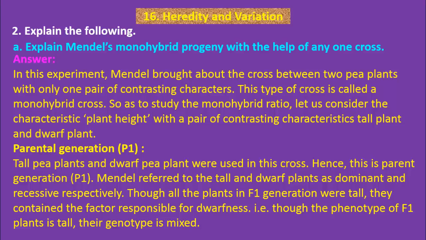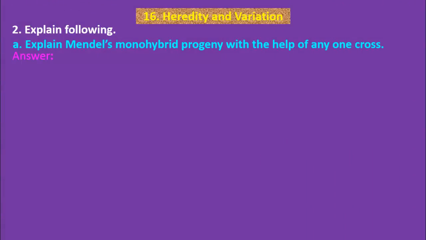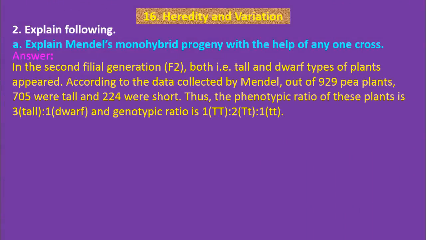Though all the plants in F1 generation were tall, they contained the factor responsible for dwarfness. Though the phenotype of F1 plant is tall, their genotype is mixed. In the second filial generation F2, both tall and dwarf types of plants appeared. According to the data collected by Mendel, out of 929 pea plants, 705 were tall and 224 were short. Thus the phenotypic ratio of these plants is 3 tall to 1 dwarf, and genotypic ratio is 1 TT to 2 Tt and 1 tt. Capital T shows dominant and small t shows recessive.